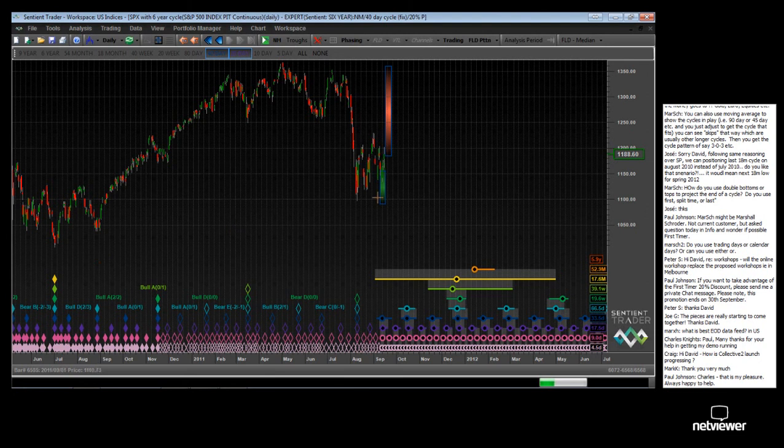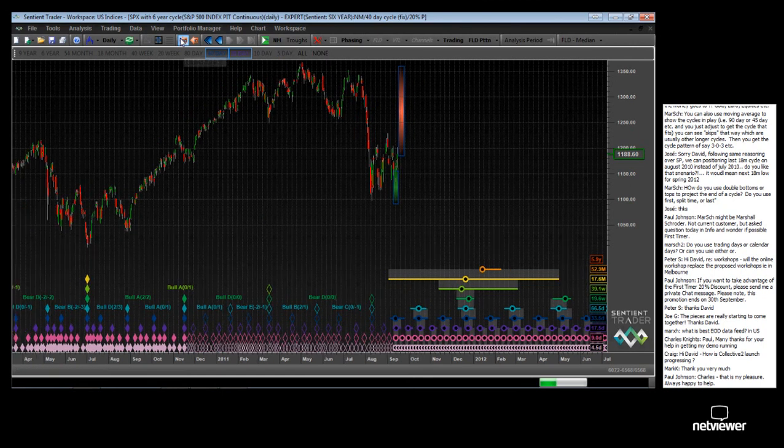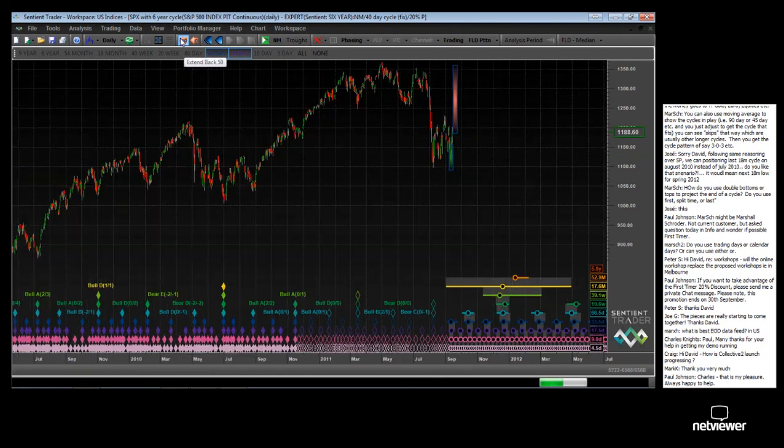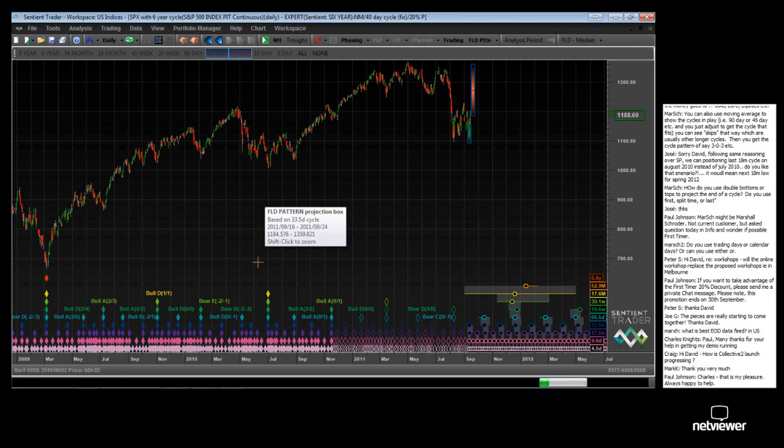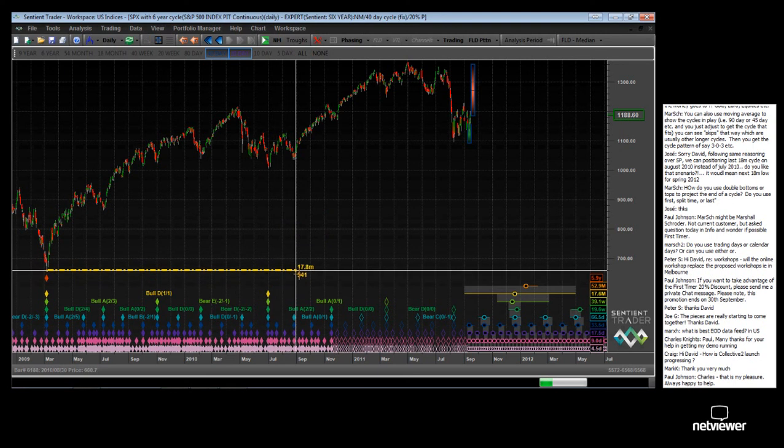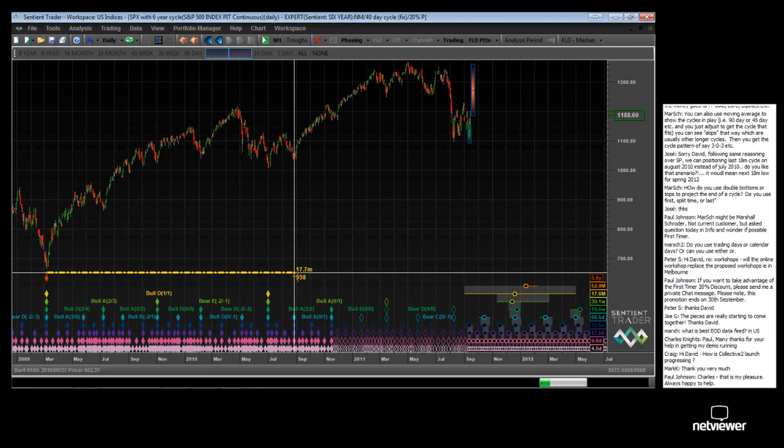And so let's have a look at Jose's question. Let me just go back to that about the S&P 500. He was saying, following the same reason of the S&P positioning last 18-month cycle in August. Right, okay, so positioning it over here. Do I like that scenario? It would mean 18-month low for the spring of 2012. That is a really interesting idea.